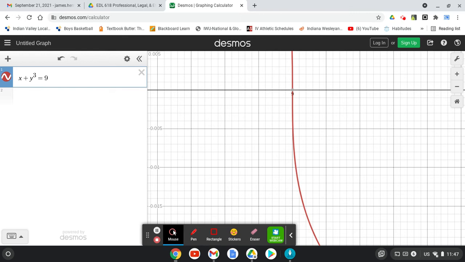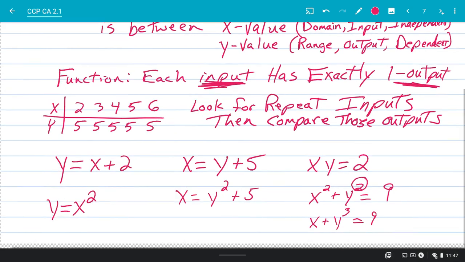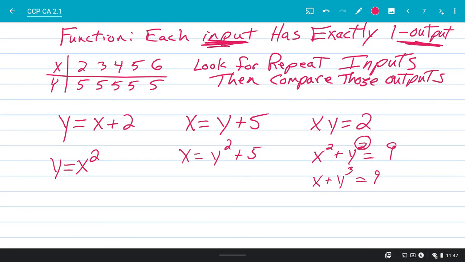So in order for us to have a function in equation form, your y cannot be to an even power. Okay, it can't be to an even power. Now, are you going to come across that? I don't know. Probably not. The most common thing you're going to see is that your y is to the first power. Okay.